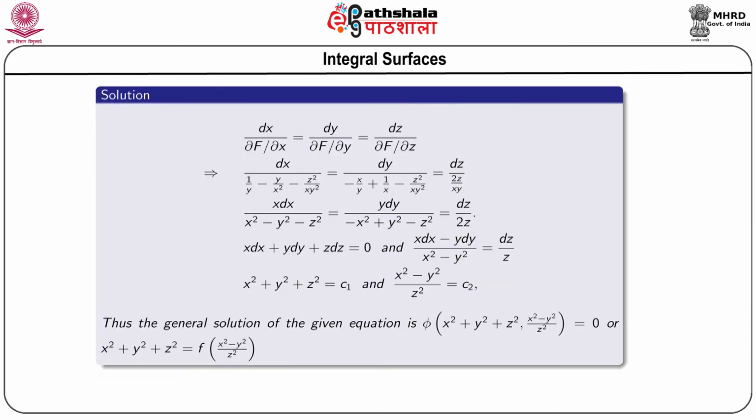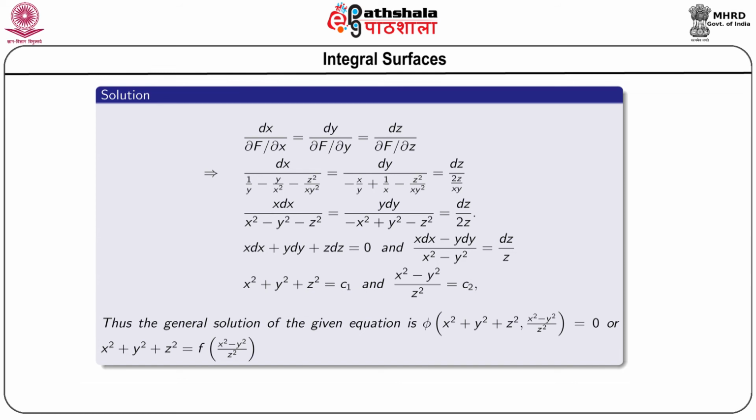So, the auxiliary equation for the system of surfaces which are orthogonal to the given surface is dx by del f del x equals dy by del f del y equals dz by del f del z. So, if we know the expression for capital F and substitute these values, we obtain the simultaneous equation which is written here, and from this simultaneous equation one can easily obtain two integrals.